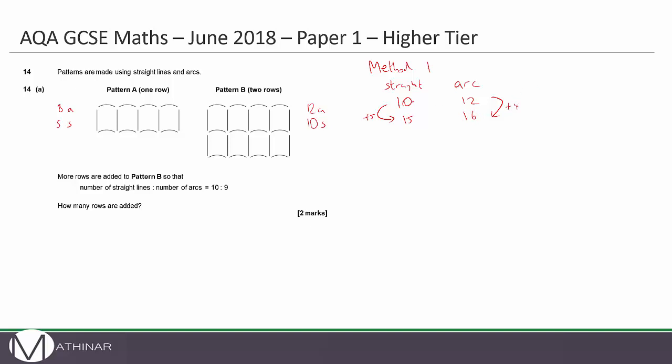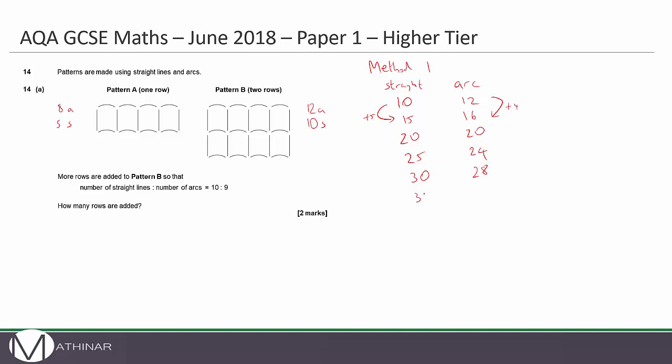Now if I want the ratio of straight to arc to be in the ratio of 10 to 9, the number of straight has to be a multiple of 10 and the number of arcs has to be a multiple of 9. So I'm going to continue to add 5 to this number and 4 to this number. So that will be 20 and 20. That's a multiple of 10, but that one is not a multiple of 9. So I'm going to keep going. So add 5, so that's 25, add 4, it's 24. Not a multiple of 10. So add 5 again, add 4. Okay, that's a multiple of 10, but that's not a multiple of 9.